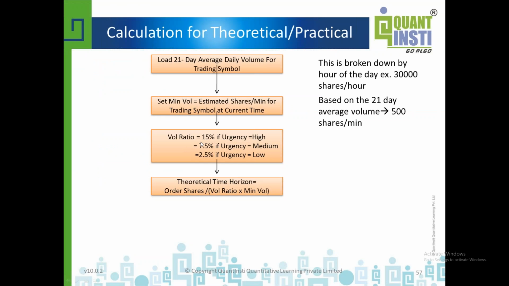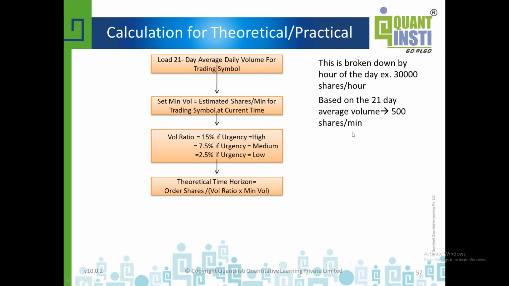You can set your own volume ratio, but this is what people use. If it is very urgent, then it's 15%. And it depends. I'm using as an example that the client wanted to sell this many shares, right? You can have this according to your strategy. In your strategy, how important is it to execute a particular order, right? Yes, this 15% is fixed.